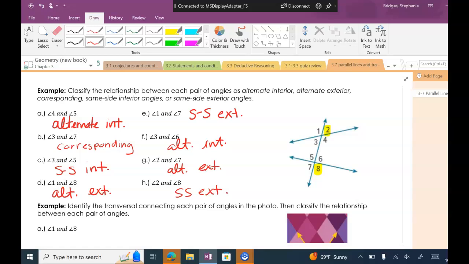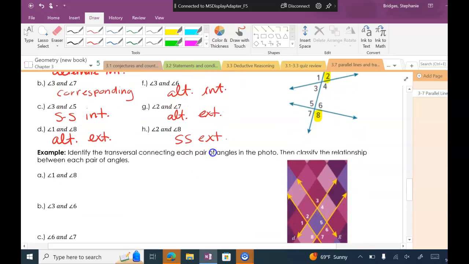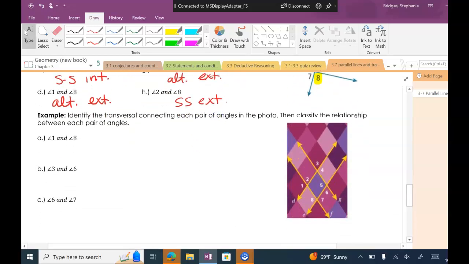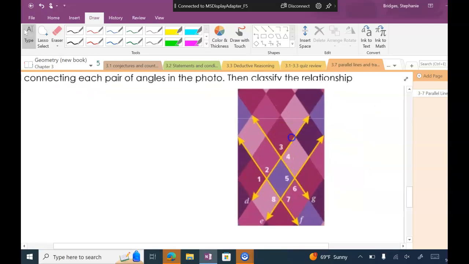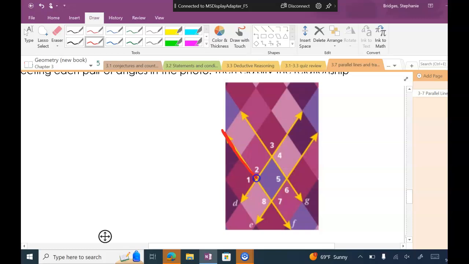All right, and then the last thing we're going to do is look at the picture. We're going to identify the transversal that connects each pair of angles, and then we're going to tell what kind of angles they are. Are they alternate interior, alternate exterior, same side interior, same side exterior, or corresponding? Okay. So here's how I determine the transversal. I'm going to look at angle 1. I want you to just watch on the TV for a second. So angle 1 is that angle right there. Does everybody see that angle that I just highlighted in red?